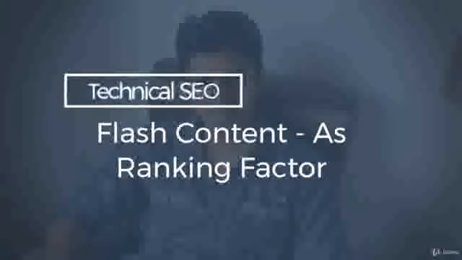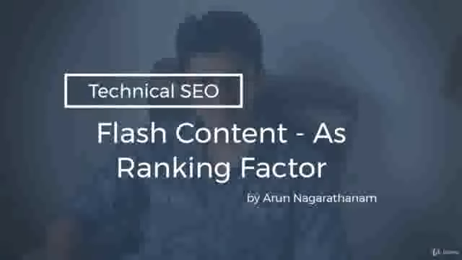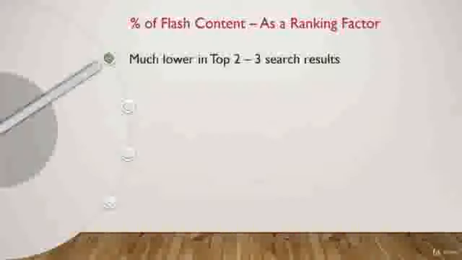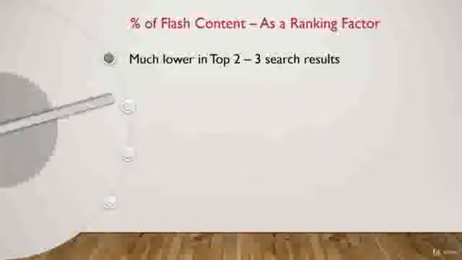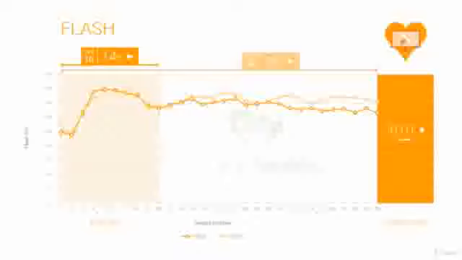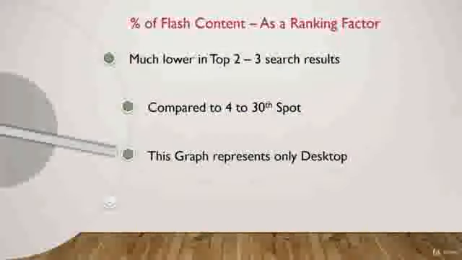In this lecture, we are going to see what percentage of websites that come in the 1st to 30th search results contain flash content. The proportion of pages that use flash is significantly lower in the first 2 to 3 search result positions than compared to the 4th to 30th positions.